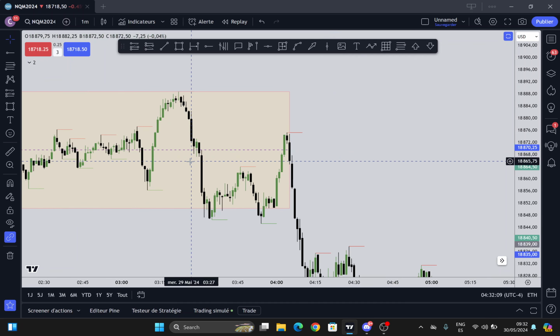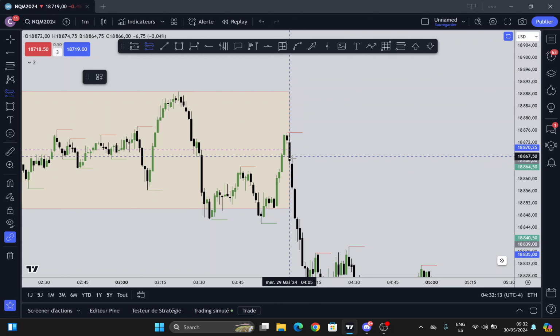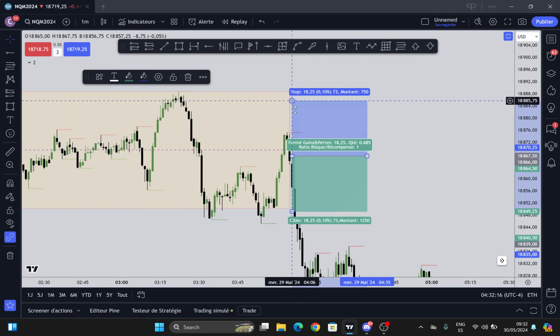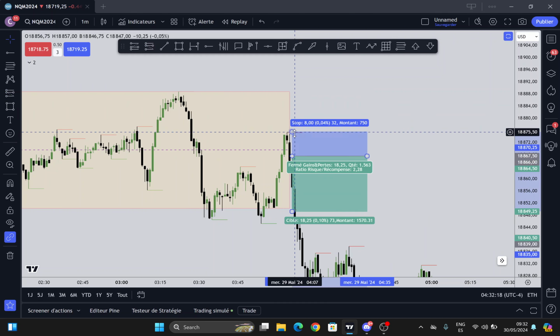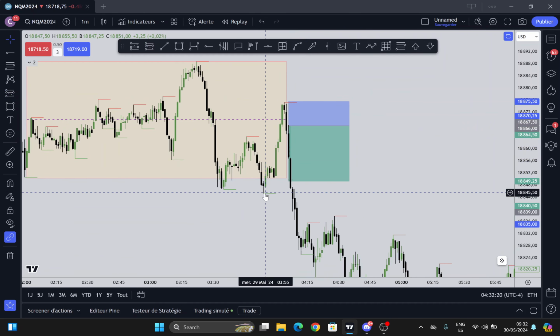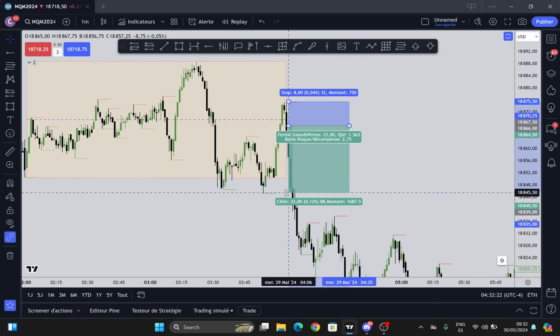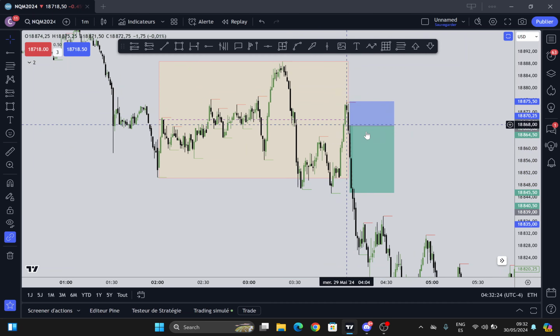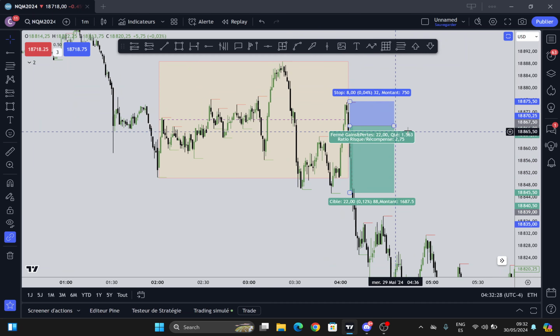All right, so I just shorted this retracement here, okay, and targeted this low right here. So this was my first trade. All right, simple and easy.